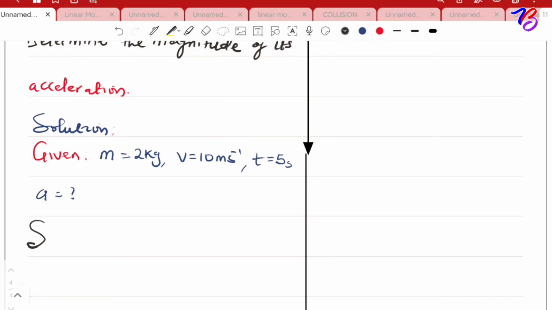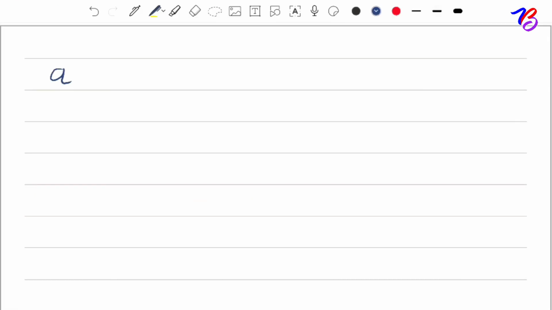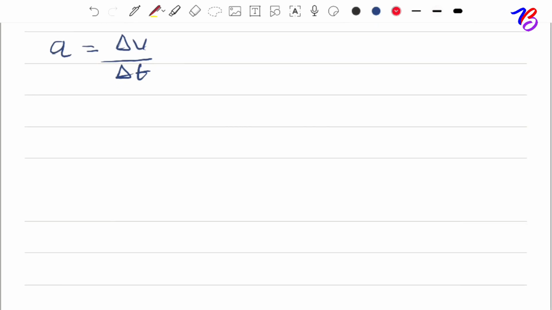So for us to be able to calculate a, since the velocity is uniform, since it's uniform, then our acceleration will equal 0 because there's no change in speed. Now, if you observe, acceleration is the change in velocity over time, and the change in velocity is 0, which is constant, uniform.